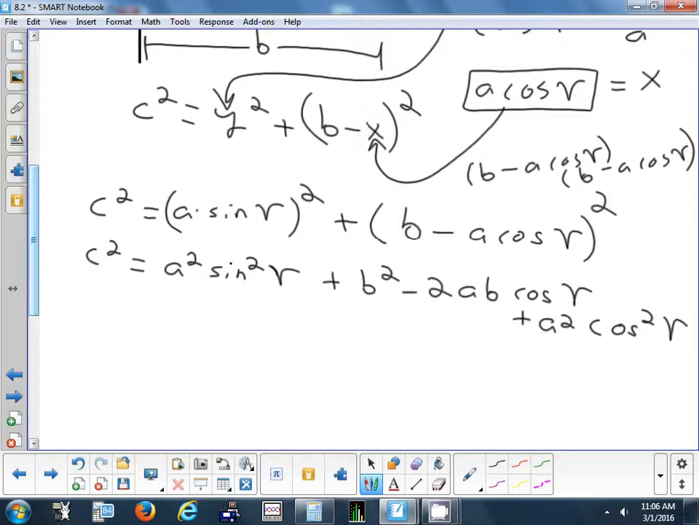All right, now I'm going to regroup it so that you start to see something. I'm going to write c squared, and let's take this last term, since it has an a squared, and put it next to the first term that has an a squared. So we're going to have a squared sine squared gamma plus a squared cosine squared gamma. For now I'll just leave the rest of it where it is, but I might want to do a little rearranging after. Plus b squared minus 2ab cosine gamma.